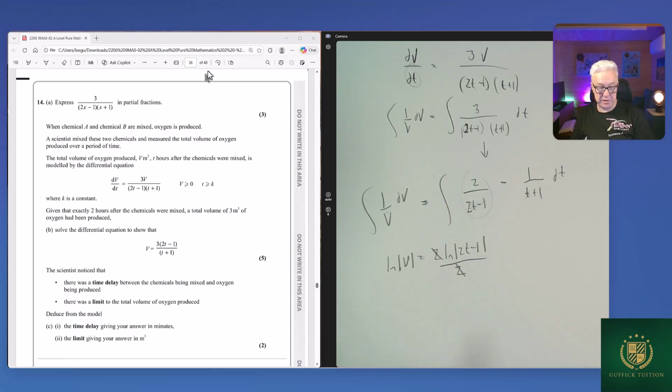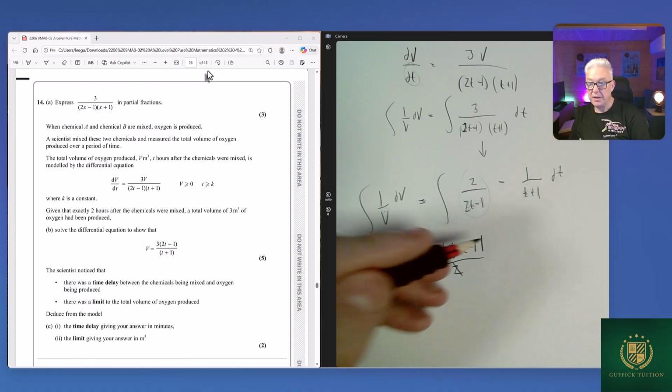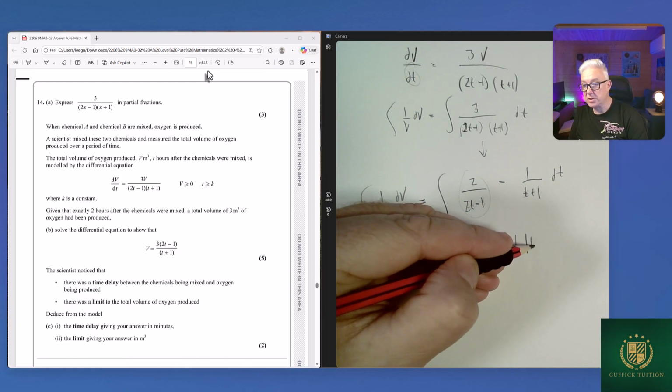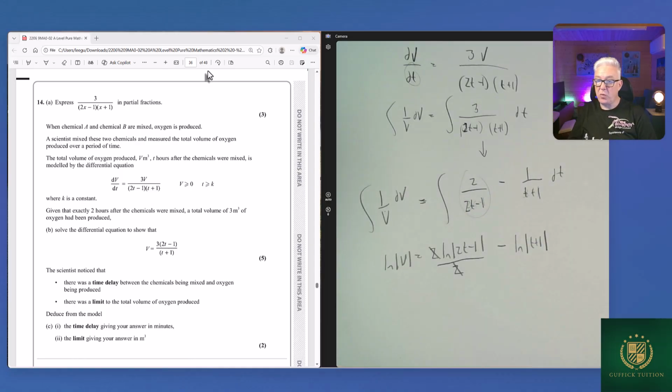So the 2's cancel out there. Okay. Then over here, the next one's quite nice and straightforward. That goes to ln|t + 1|, because when we differentiate t + 1, the derivative is just going to be 1. So we don't need to worry there about dividing by the derivative of the inner function.